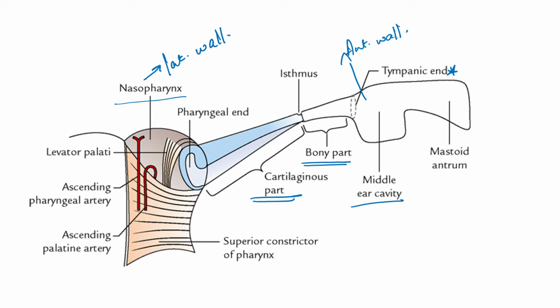Hence, the auditory tube is also represented by two ends, that is the tympanic end and the pharyngeal end.